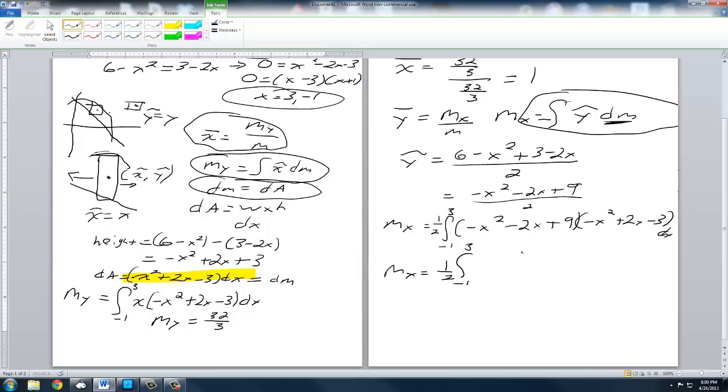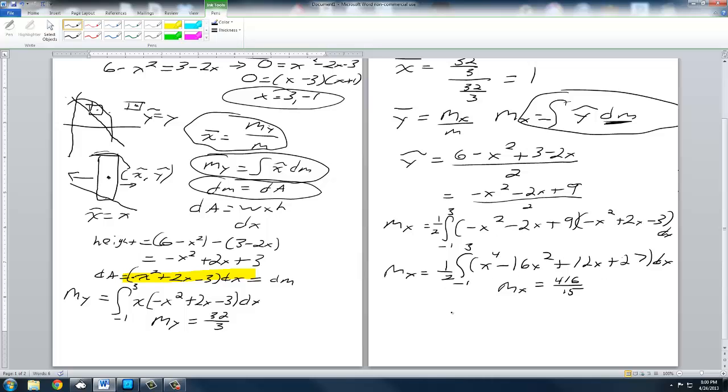So that means that Mx is equal to 1/2 times the integral from negative 1 to 3. This all has to be multiplied out. And when you do that, you get x to the 4th minus 16x squared plus 12x plus 27 dx. Do the integral, and don't forget to divide by 2 or multiply by half, and you get 416/15. That's the moment about the x-axis.